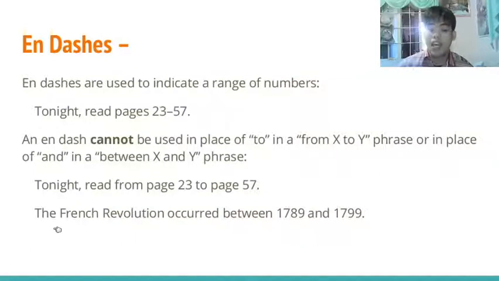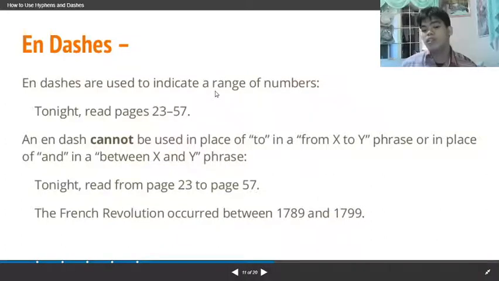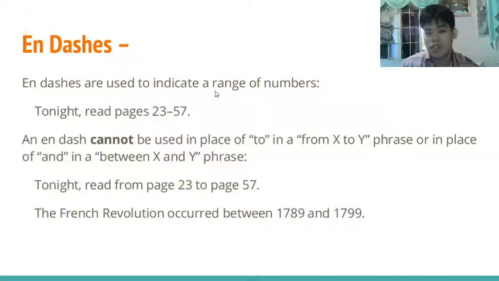Or in place of and. For example, between X and Y. So we cannot put it between X dash Y. No, that's incorrect. We need to put the word and, or the word to. So for example, from tonight, read from page 23 to page 57. The French Revolution occurred between 1789 and 1799. So one of the functions of the N dash is only to indicate a range of numbers such as this.